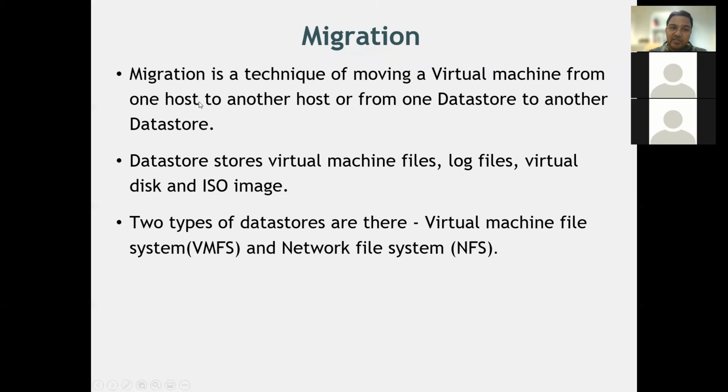So migration is a technique where a VM is migrating from one host to another, or if they are migrating a data store, let's say a storage failure is there, and they want fault tolerance for the storage also, then you need to migrate a data store to another data store as well. Those are the two kinds of migration requirement the companies have: migrate a VM from one host to another, or migrate a data store from one data store to another. There are two types of data stores: one is a virtual machine file system, the other one is a network file system.